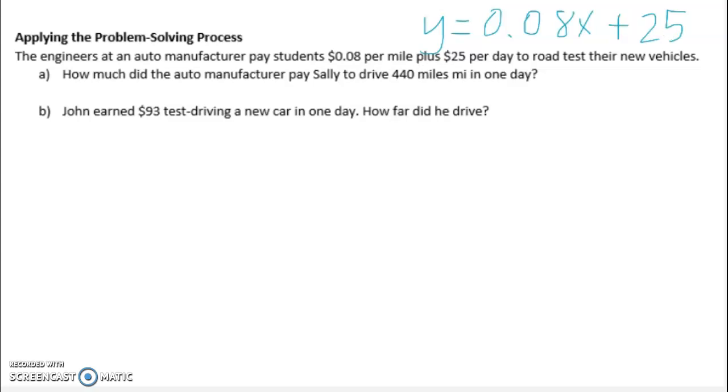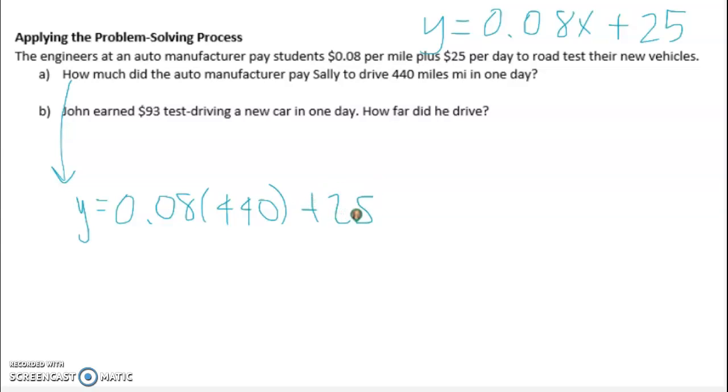On A, it asks how much did the auto manufacturer pay Sally to drive 440 miles in one day? So you should be doing y equals 0.08 times 440 plus 25. That can go in your calculator. When you do that, you should get $60.20.